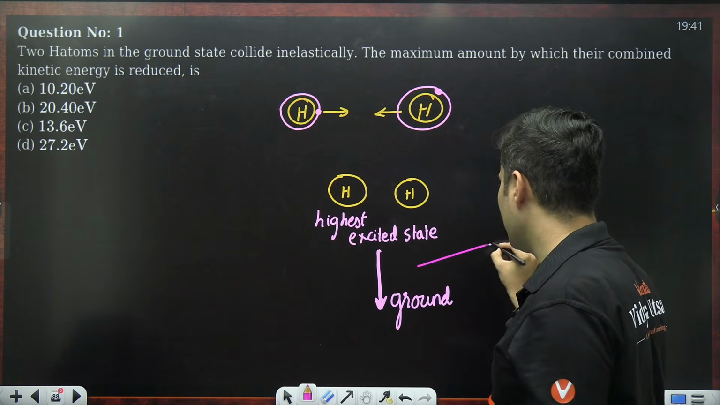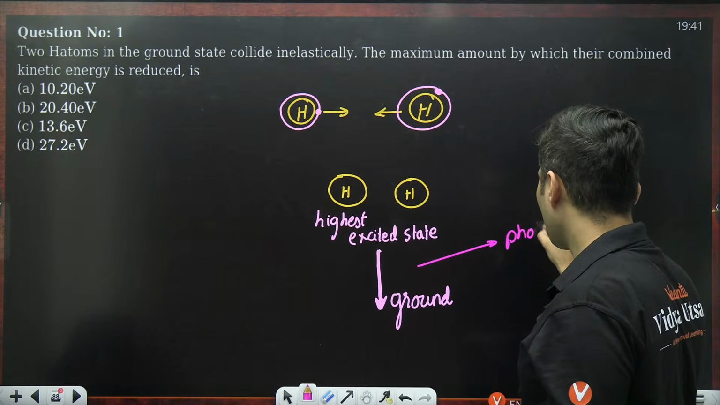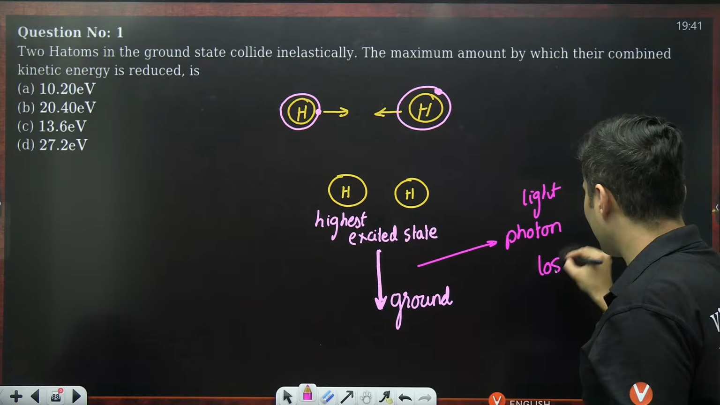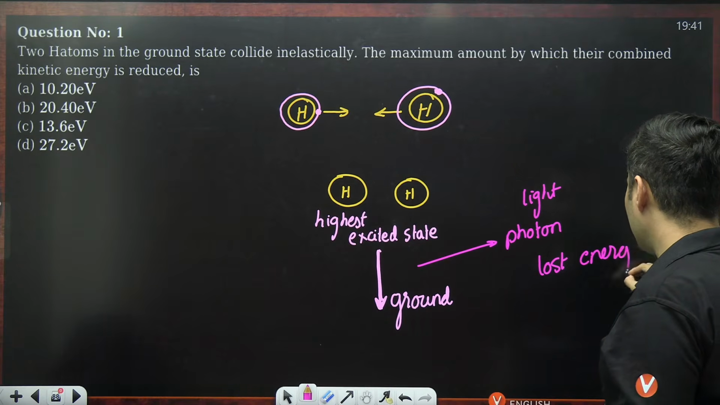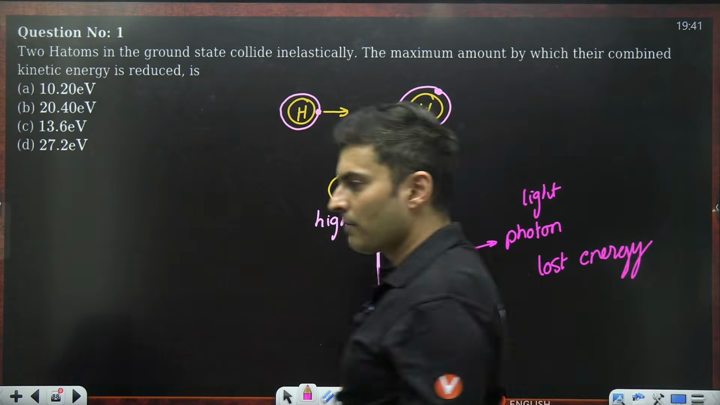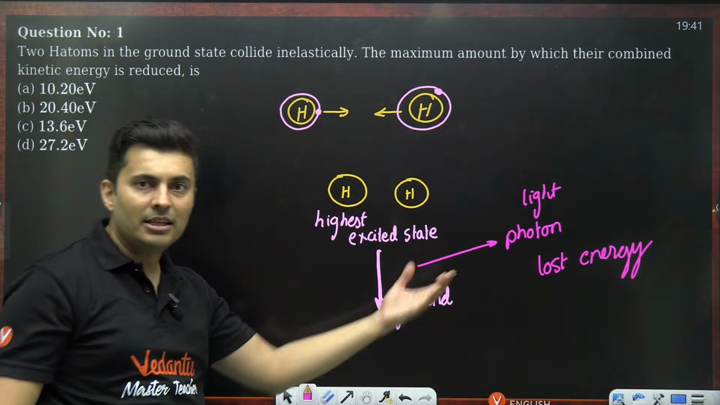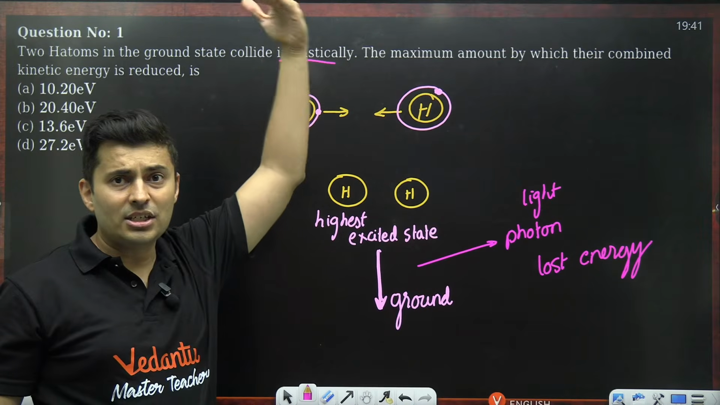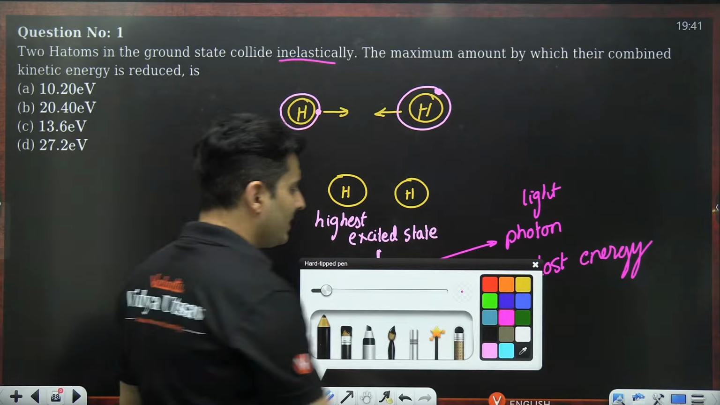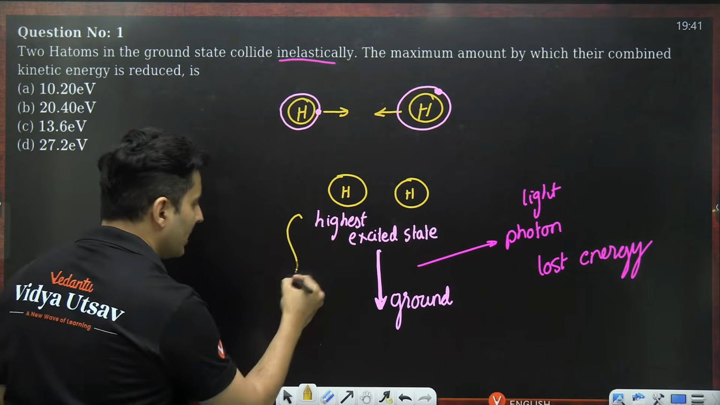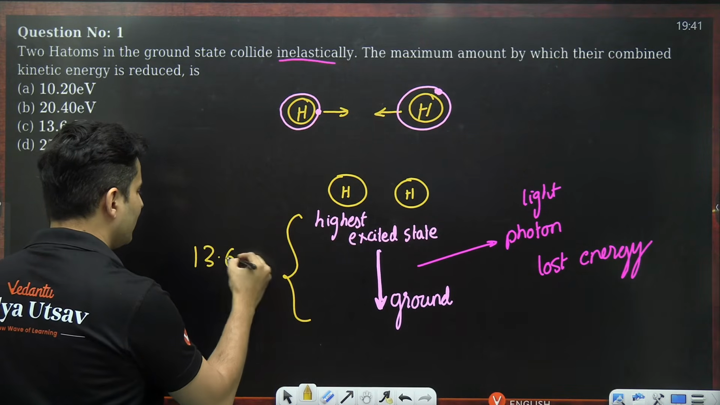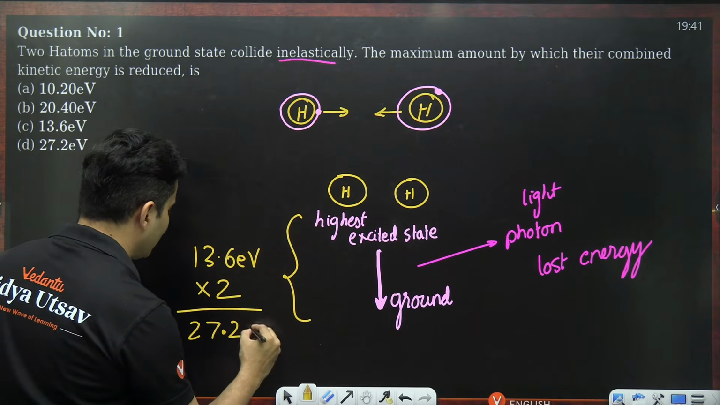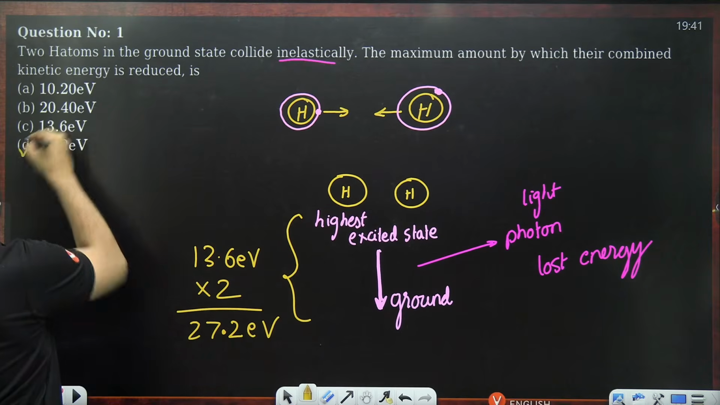In that process, they will emit a photon, basically light, which is lost energy. This is the lost energy, isn't it? And that is the reason why the collision then becomes inelastic in nature. So highest excited state to the ground state, what is that energy difference going to be? That energy difference is going to be 13.6 electron volts, but there are two hydrogen atoms, so that's why 27.2 electron volts, which is option D, guys.